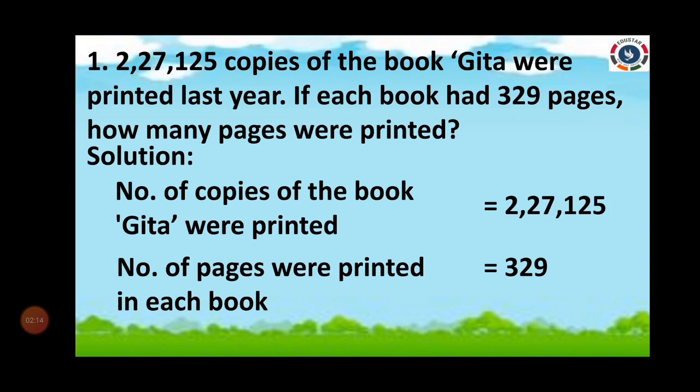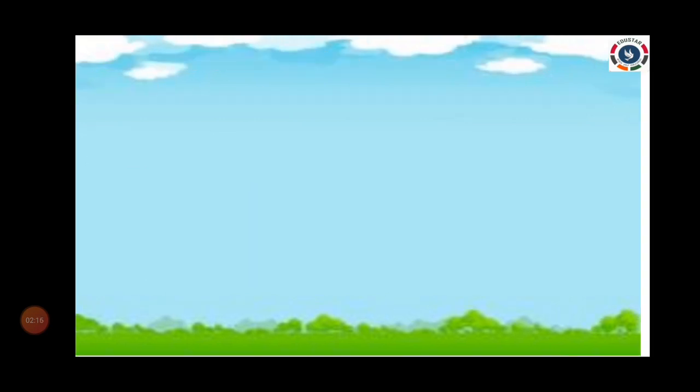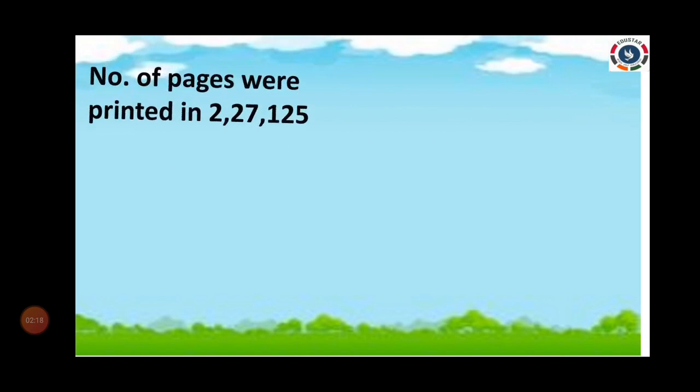Then we are going to apply the values. Let's move on. Now, number of pages printed. What do we want to find? The question is asking how many pages were printed in 2,27,125 copies. So we want to write that. This is what we are going to find now: the number of pages printed in 2,27,125 copies. So what do we want to multiply?